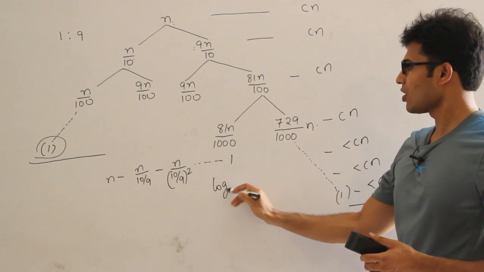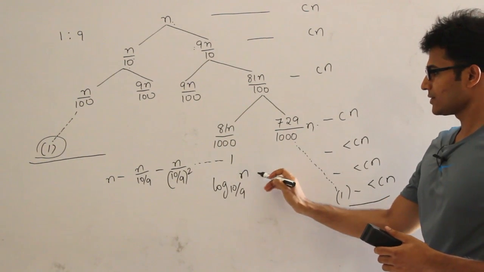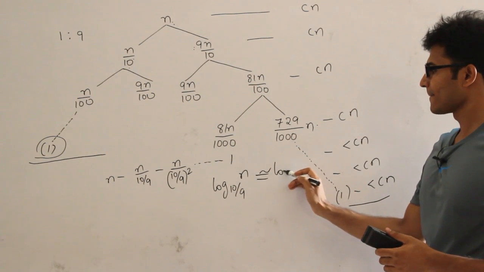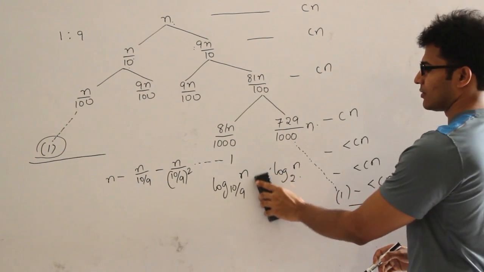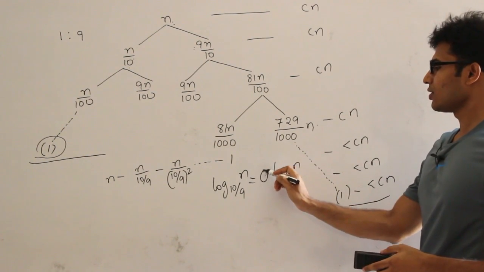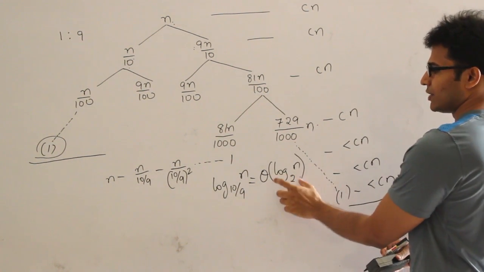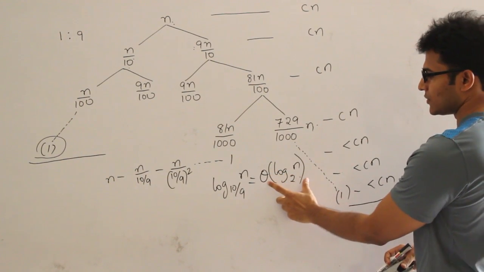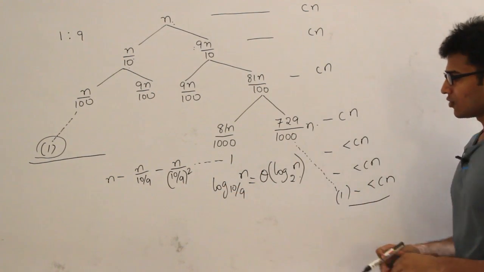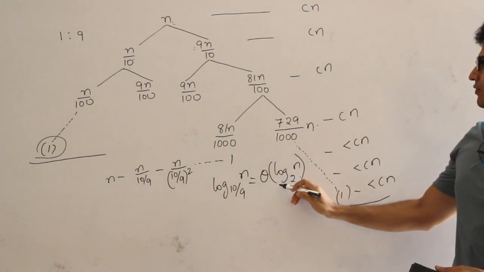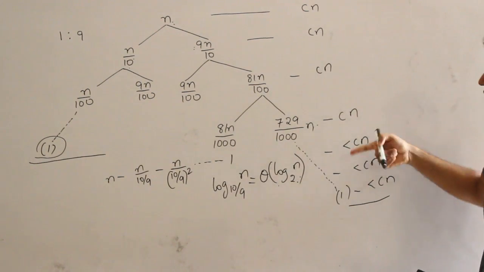It will be log n to the base 10 by 9, and you can think of it as nearly equal to log n base 2, or you can say that this is equal to theta of log n base 2. There will be some difference definitely, but by multiplying with some constant, you can say that these two are related by this. Therefore, the number of levels in this are roughly equal to log n, and at every level we are doing a work of cn. Therefore, what is the total work done?